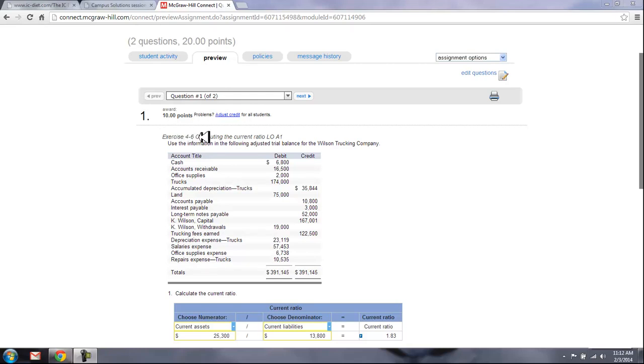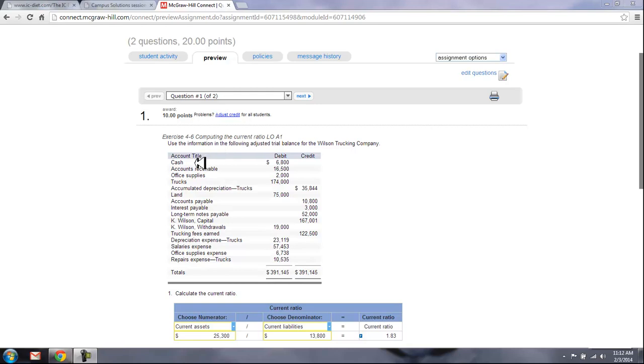Exercise 4-6, Computing the Current Ratio. Use the information in the following adjusted trial balance for the Wilson Trucking Company. So they want you to put together a current ratio, which would be current assets divided by current liabilities.